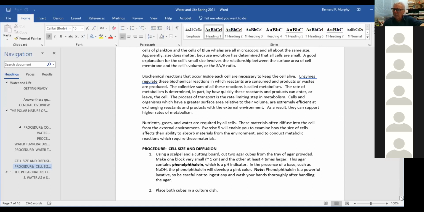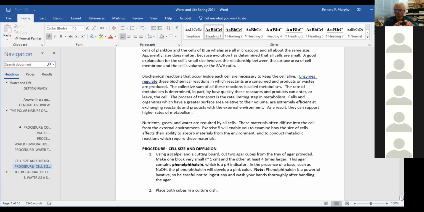So what you'd be doing in lab would be getting this gelatin that has a cloudy color because it's been infused with phenolphthalein. It's a pH indicator. When it's at pH 7, it's a milky color. When the pH rises into the basic range, it turns pink.